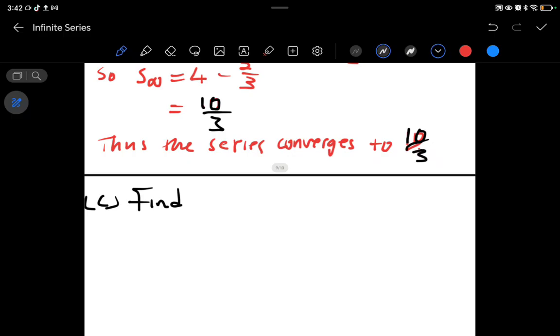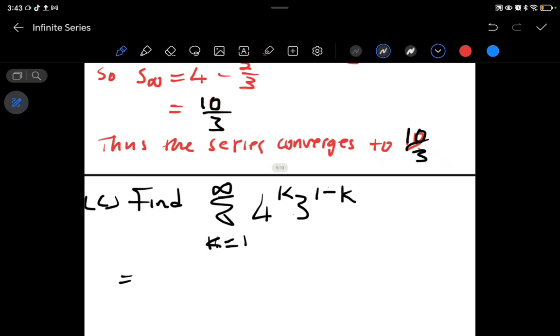So now, given this, we should find the summation, I think it's k from 1, and then we have 4 to the k times 3 to the 1 minus k. So we need to find this now. The best way is to start by expanding this.